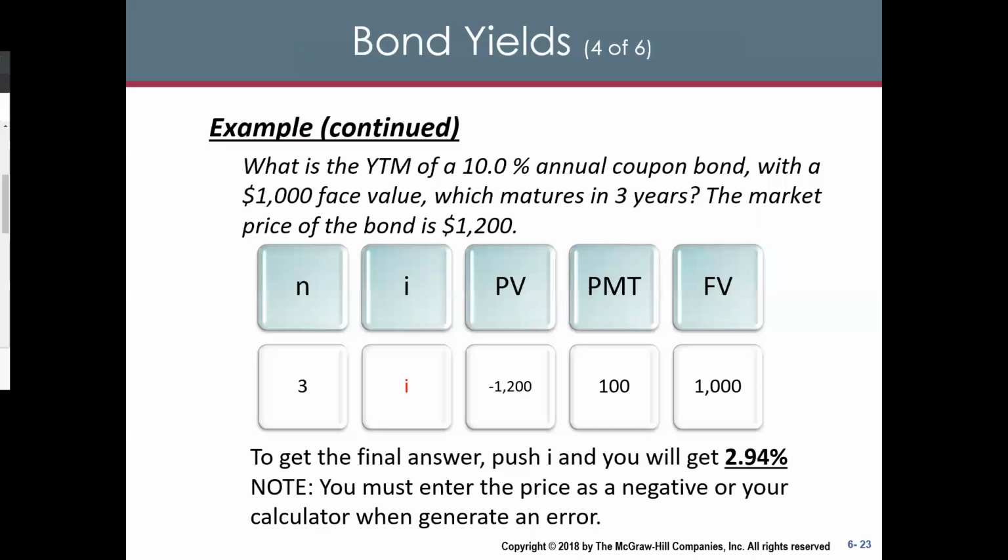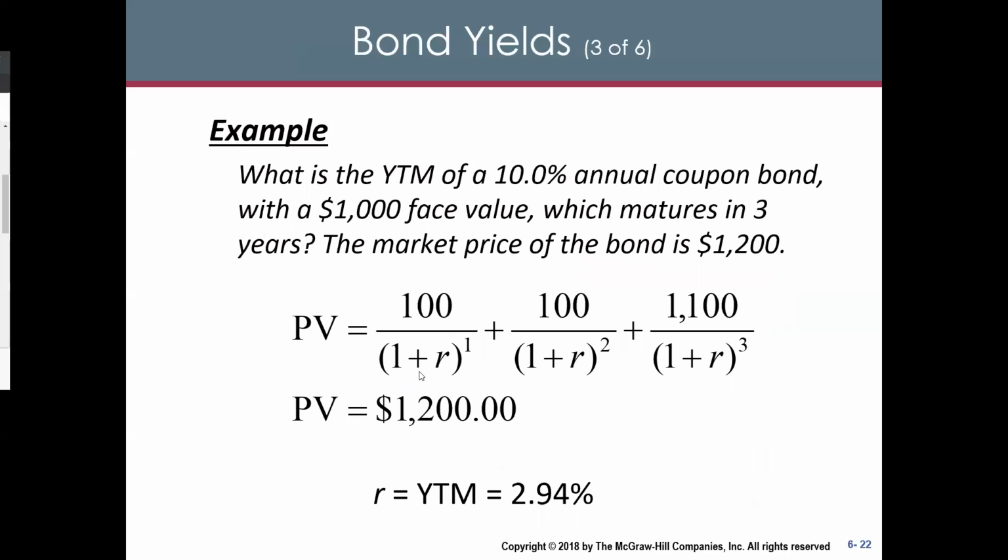You can put negative 1,200 because you are paying for the present value, and the payment is what you receive as coupons. You are receiving $100 because it's a 10% annual coupon, and the future value is the face value of the bond, which is 1,000. You input N, PV, payment, FV, and then you press compute, and then you press I, you get interest, which is 2.94. So the implied yield to maturity of this bond, the R here, is 2.94%.